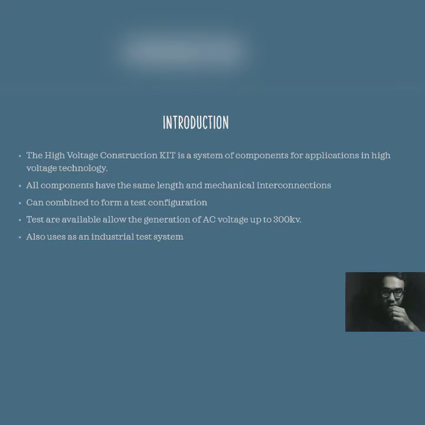For the introduction, the High Voltage Construction Kit is a system of components for application in high voltage technology. All components have the same length and mechanical interconnection. They can be combined to form a test configuration and are extremely versatile. Tests available allow the generation of AC voltage up to 300 kV. And lastly, it is also used as an industrial test system.